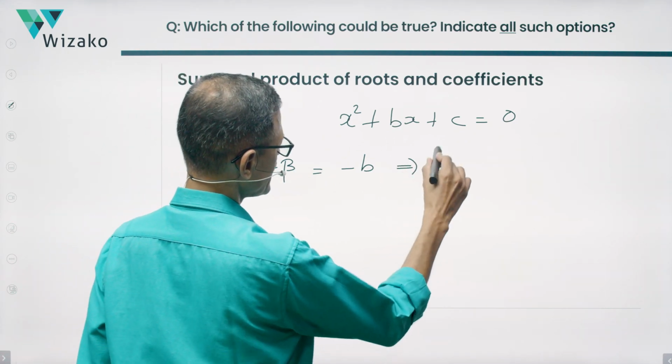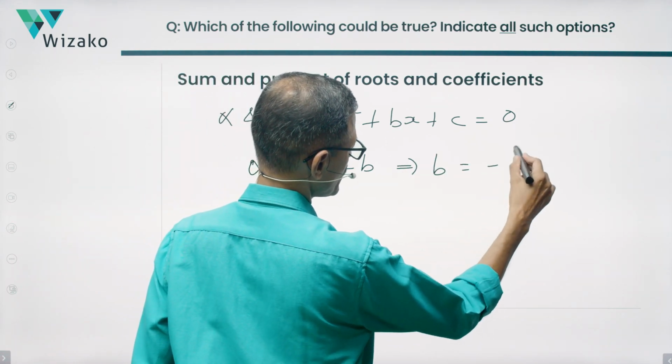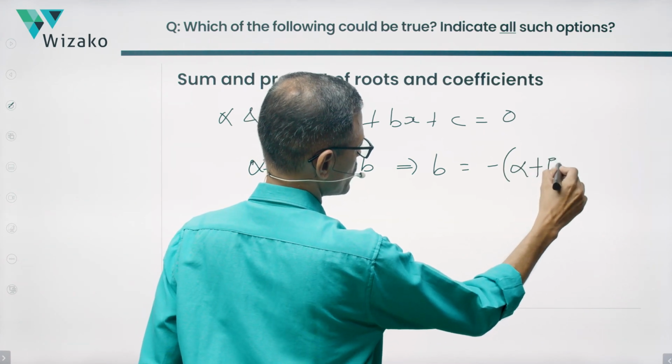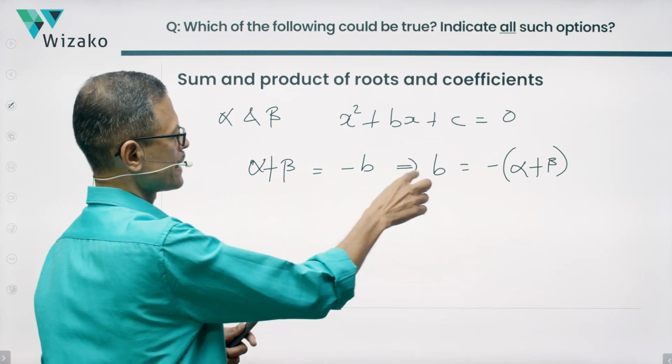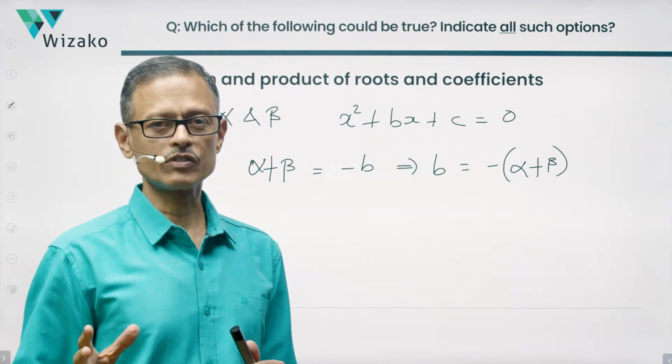So what does b therefore translate to? b is equal to the negative of the sum of the roots. The sum of the roots is equal to minus b. So multiply both sides by minus 1, we'll get b is equal to minus of the sum of the roots.